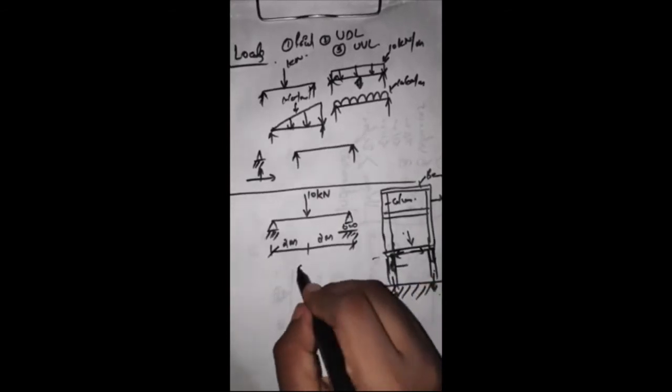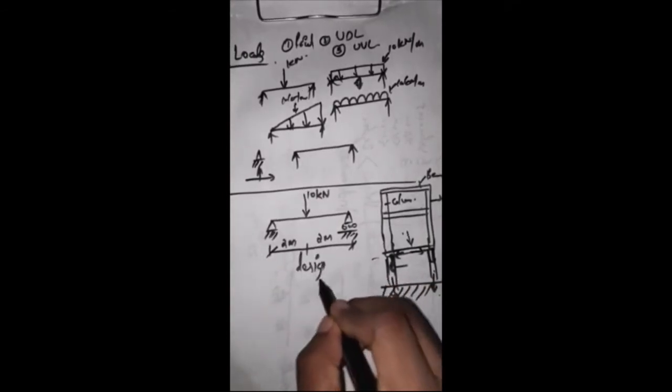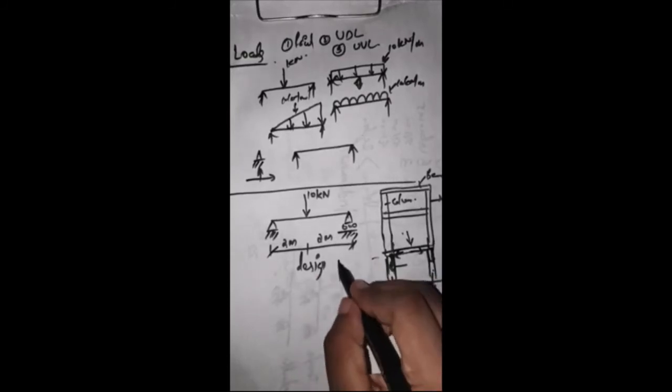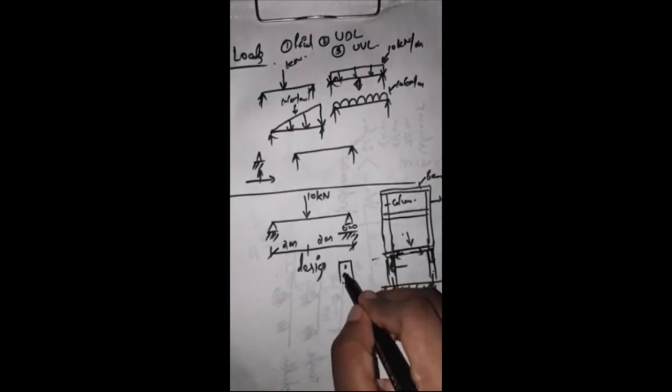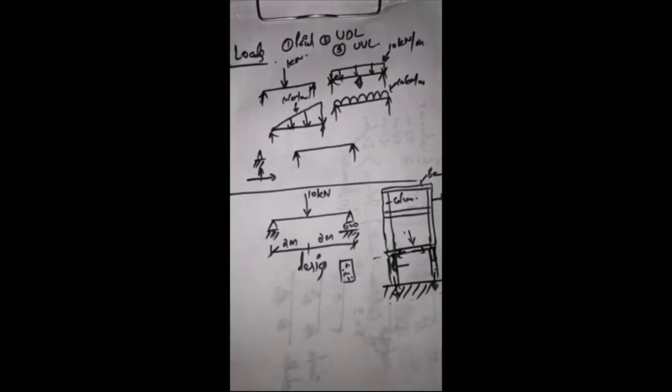So in order to know the force coming into the column, we have to find the reactions. If we know that, we can design this column. Designing a column means finding out its dimensions, what it should be, and what concrete it should use. That is the meaning of designing. I am not explaining that now.